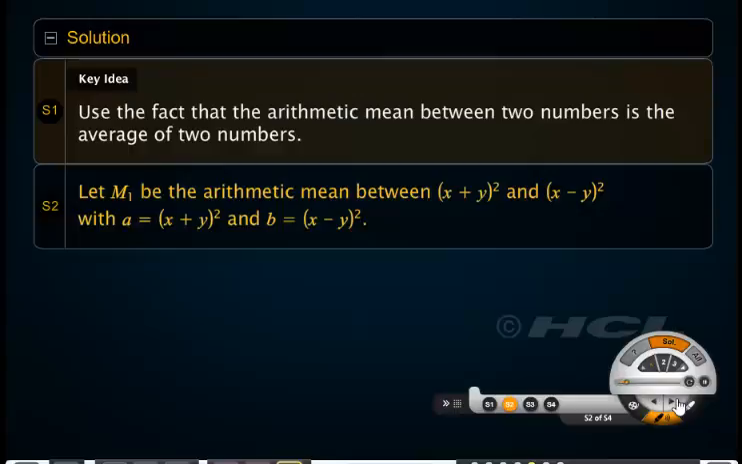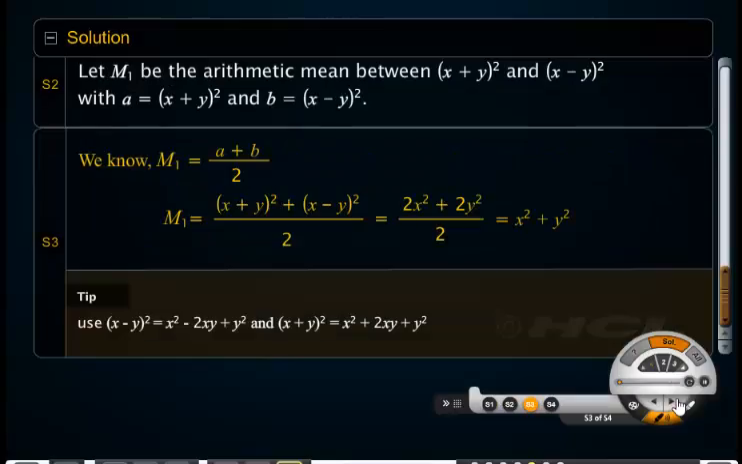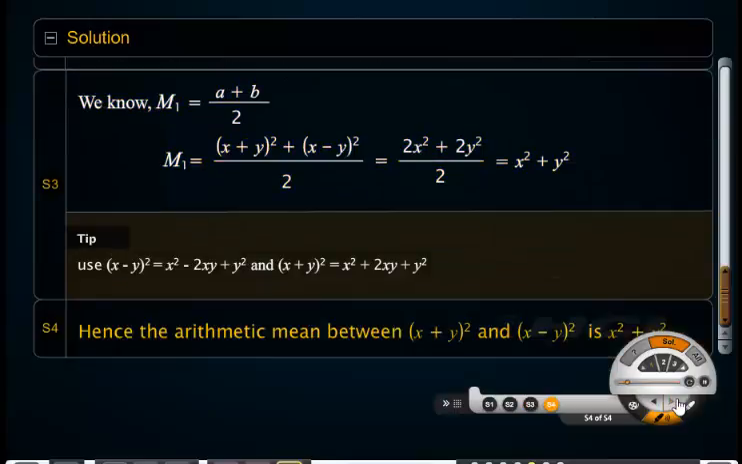Let M1 be the arithmetic mean between (x plus y) the whole squared and (x minus y) the whole squared, with A equal to (x plus y) the whole squared and B equal to (x minus y) the whole squared. To find the arithmetic mean between the given two numbers, use the formula M1 equals (A plus B) over 2. Hence, the required arithmetic mean is x squared plus y squared.